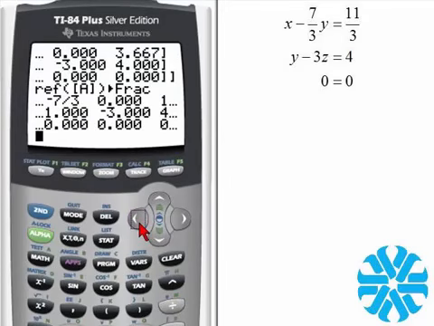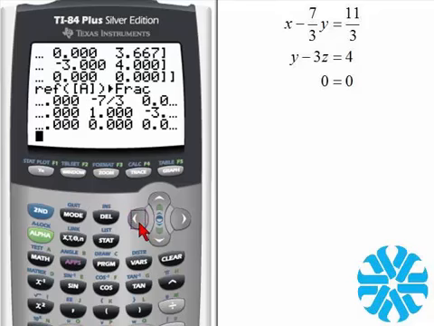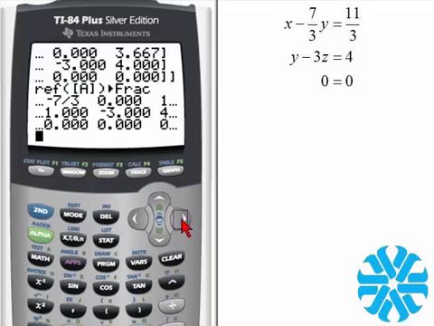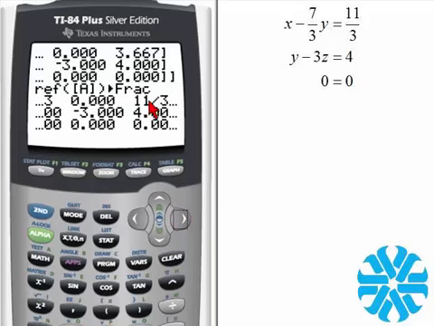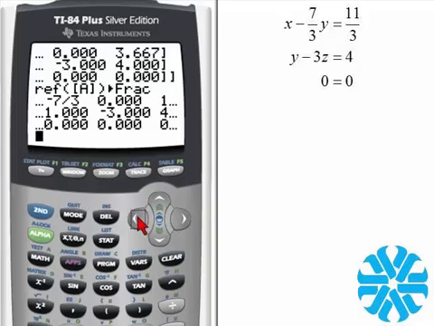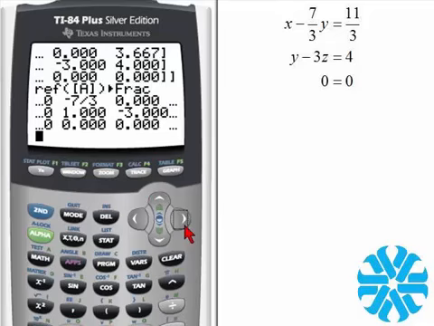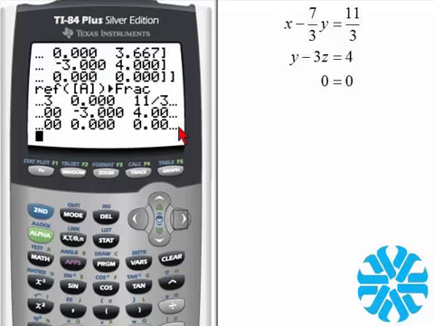So now if you look to the right, we have our system of equations for this reduced echelon form. We have 1x minus 7/3 y. There's no z value, so you don't list it, equals 11/3. And the second equation is going to be, well, there's no x, you don't put it down. It's going to be 1y and negative 3z, and that is equal to 4.